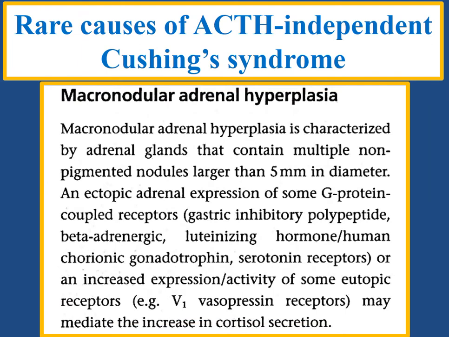Another cause of ACTH-independent Cushing syndrome is the so-called macronodular adrenal hyperplasia. Macronodular adrenal hyperplasia is characterized by adrenal glands that contain multiple non-pigmented nodules larger than 5 mm in dimension. An ectopic adrenal expression of some G protein-coupled receptors or an increased expression activity of some eutopic receptors may mediate the increase of cortisol secretion.